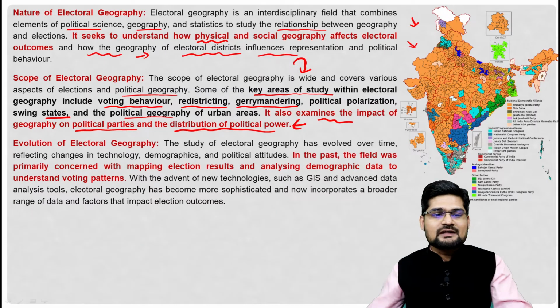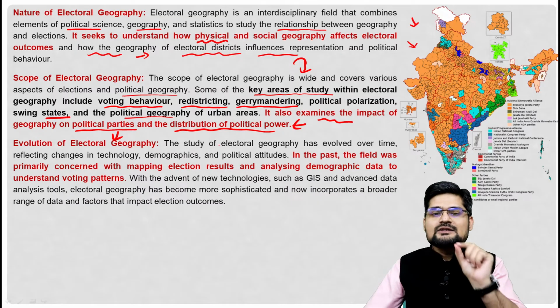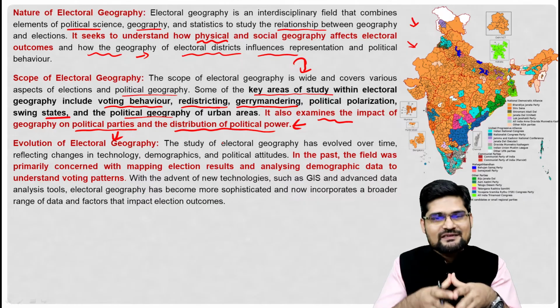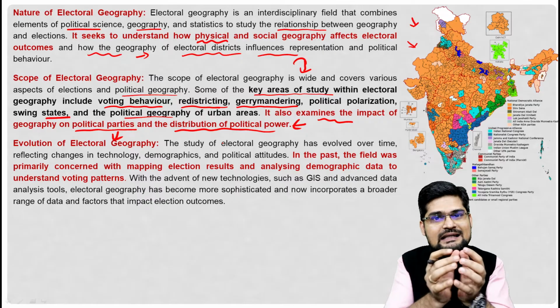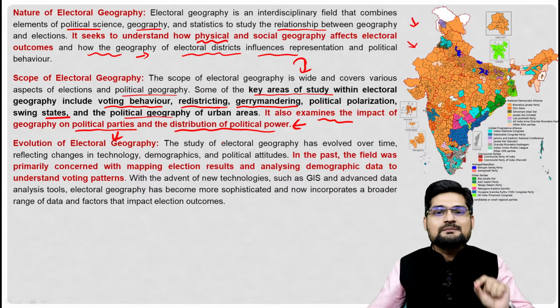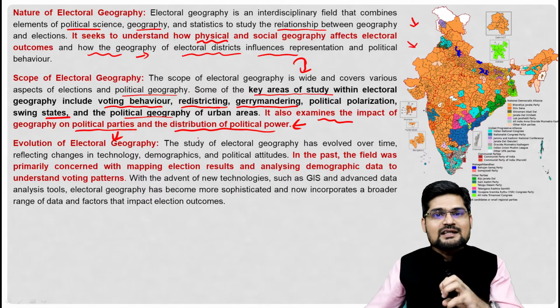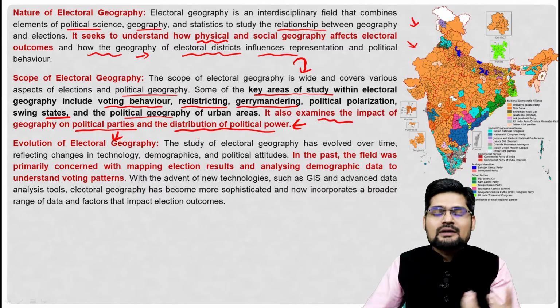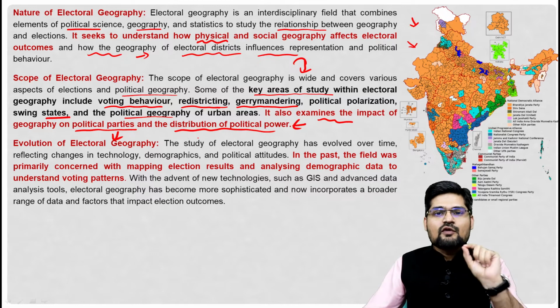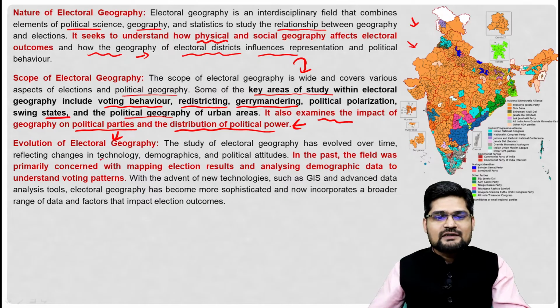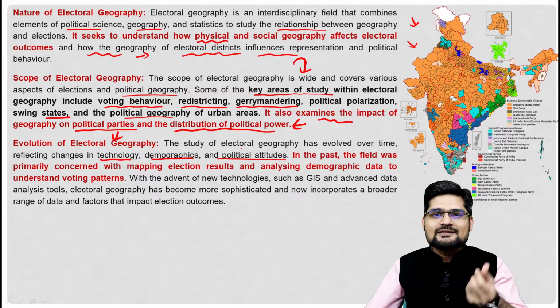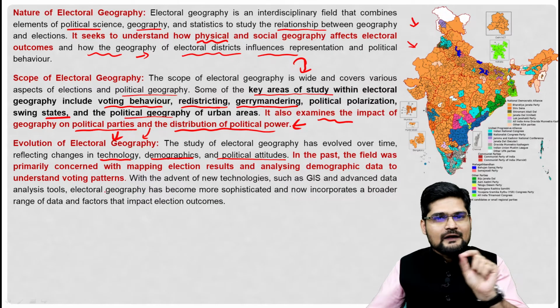So what you observe here is that the evolution of electoral geography, if you see, it has evolved over time. And this is not new if you observe the history of human civilization. Right from the age of empires and their expansion, their maturity, their deconstruction involved all these politics, but in different ways. But when we see government started to form, and democratic form of government, republican form of government, where voting rights were important, there this geography played a vital role. So if you observe technology, demographics, and political attitude, these three things are the key ingredients or attributes of electoral geography and helped in its evolution.